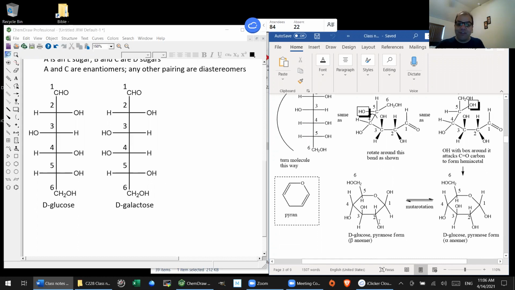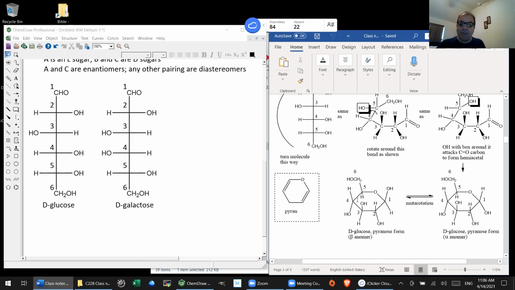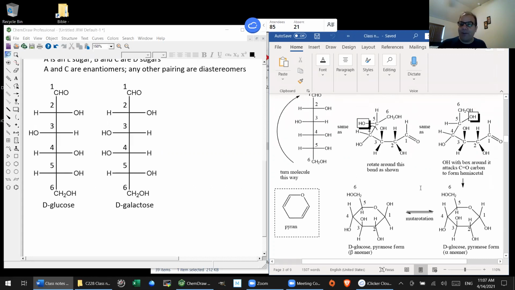So in the so-called Haworth projection, that's what they call these kind of flat six-membered rings, we would simply switch the H and OH at carbon 4. So the OH now points up and the H now points down. And that would then again be D-galactose. Or you could do it also in the other anomeric form.